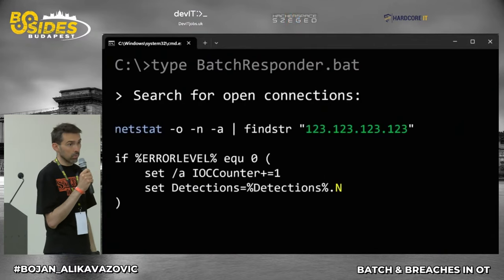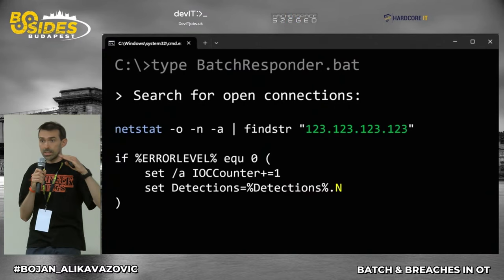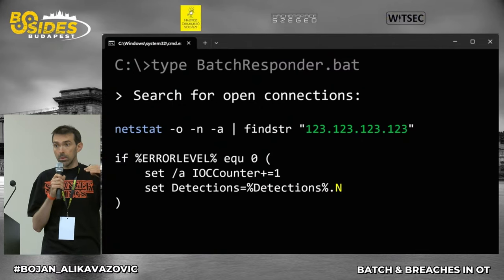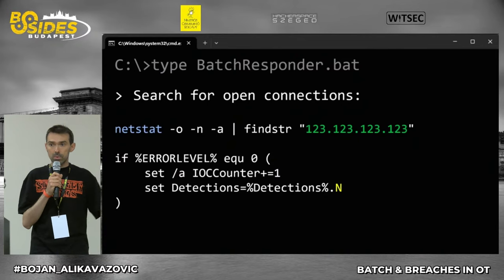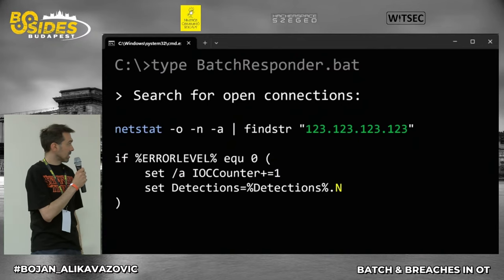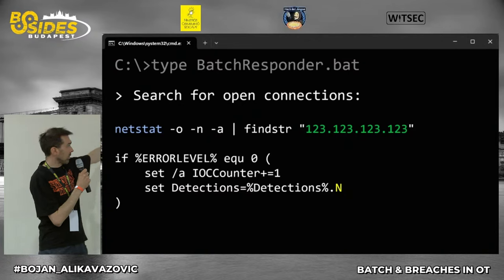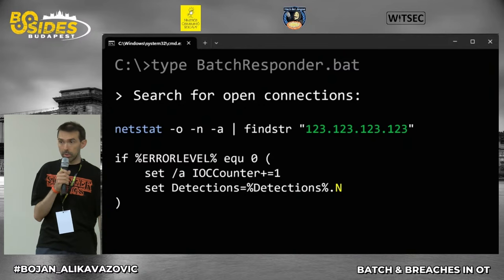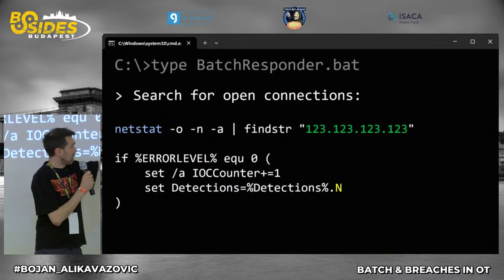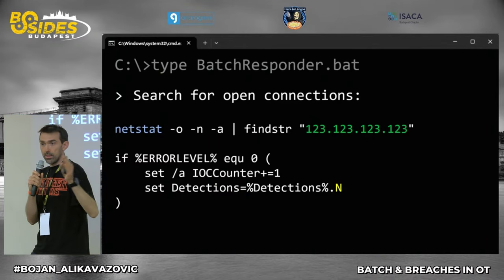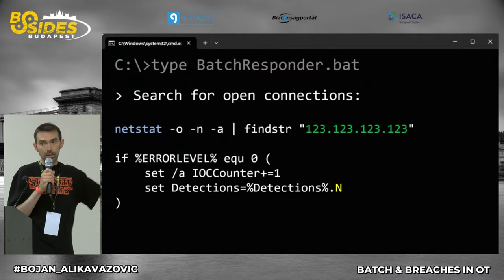Okay, if you want to search for network connections, you can use netstat. This works on Windows XP exactly the same way as in Windows 11, on Windows Server 2003, on Windows Server 2008, etc. That's why I took very simple commands. Okay, this part of the code is the same as the previous one from the previous slide. In case you find an IP address, we will concatenate another letter, signaling that there is a network indicator on this computer.